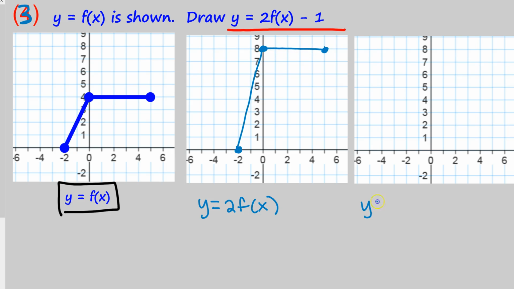And then we have to subtract 1 from what we just did, which is going to shift the whole thing down 1. So the point that was at (-2, 0) is now at (-2, -1). And the point that was at (0, 8) is now at (0, 7). And the point that was at (5, 8) is now at (5, 7).